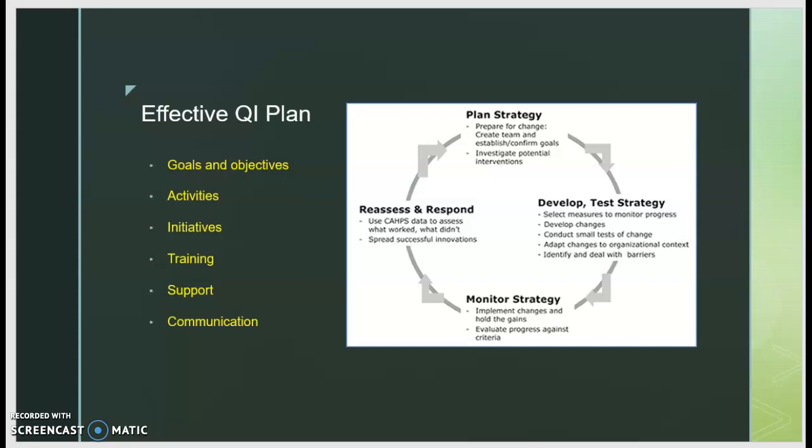A description of quality improvement goals and objectives, the activities designed to meet them, how quality initiatives will be managed and assessed or measured, any training and or support that will be developed and implemented based on the quality improvement process, and also the communication plan for quality improvement activities and processes, including how updates will be communicated to all staff on a regular basis, is a great way to build an effective QI plan.